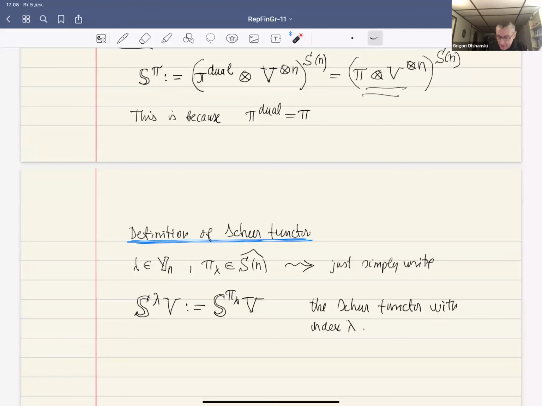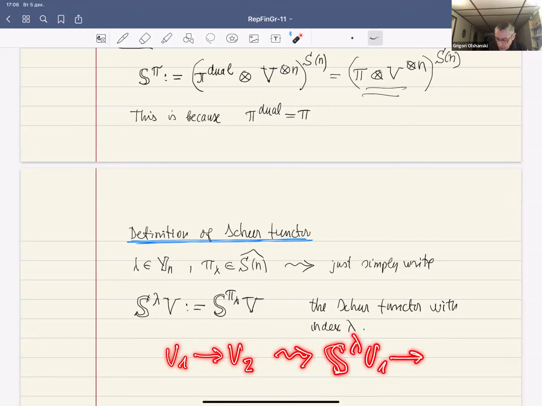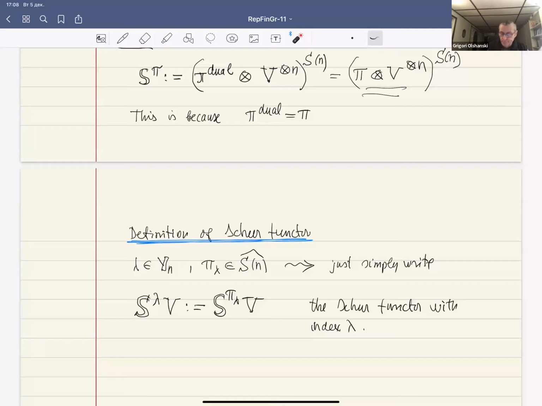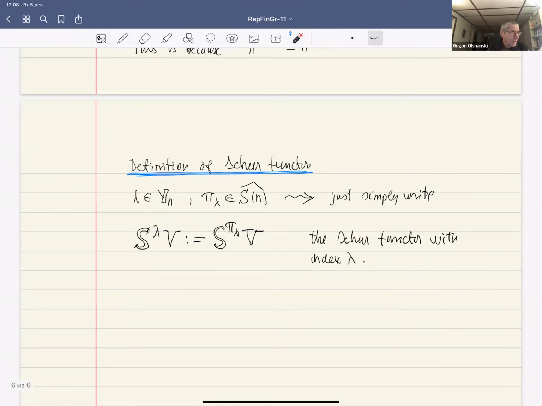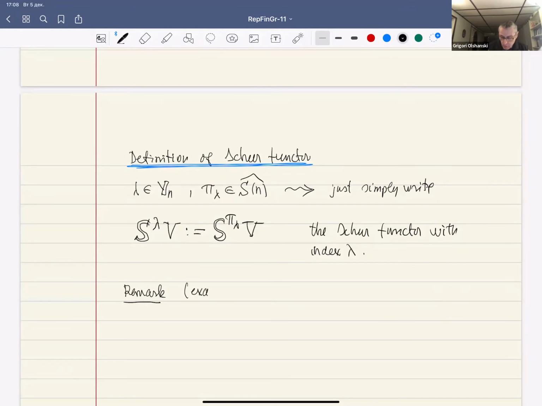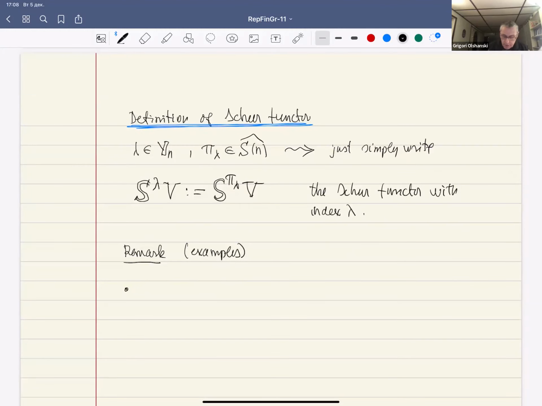It is a functor in the sense that given a morphism between two spaces, which induces a linear map of such a type. So some little remark. So some examples. It's what happens in particular cases.